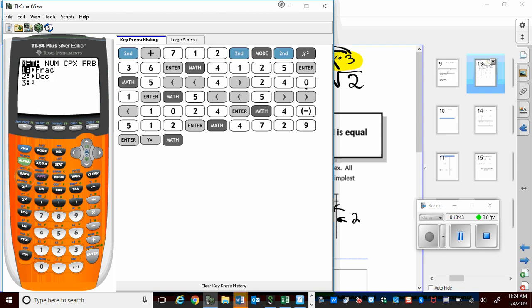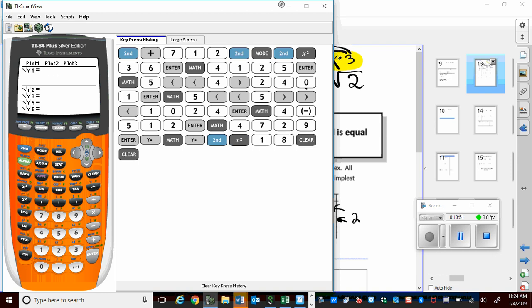So I press math, second x squared, and I'm doing 18. Oh, no, not the radical. Press alpha, y equals, we're putting in a fraction here, 18 over x squared. And we're going to write this out every time just to make sure that you are putting it in correctly.